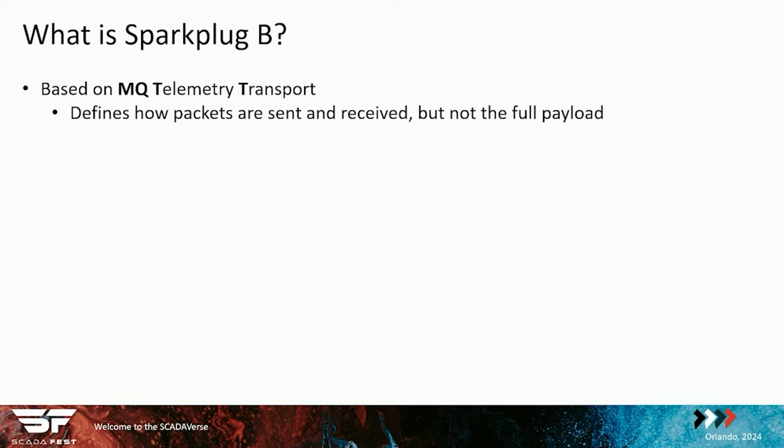MQTT is a framework of how to send messages, but there's no specification of what lives in the messages or how you should include certain types of information that it defines in its headers. So like I said, it says how things are sent and received, not a full payload. It's a publish-subscribe model. So basically, some members will subscribe to data from the central broker. Others will decide to publish data to the central broker. So there's 2 main messages, a publish message and a subscribe message that go back and forth.